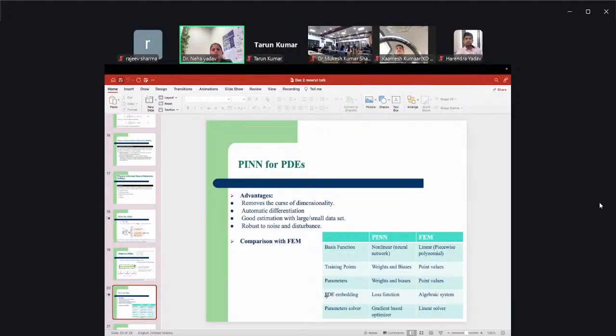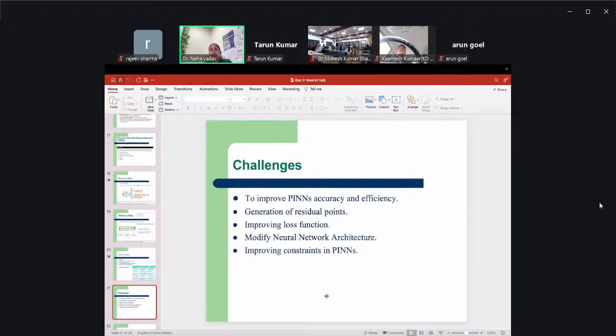And a comparison of PINNs with numerical methods, like the finite element method, can be provided. In the neural network or PINNs, the basis function is non-linear. In FEM it is linear. In FEM, the training points are the point values we get by discretizing the mesh. And here the parameters and training points are the weights and biases and the collocation points generated within the domain. Now, it's not like it's the best thing that came into the market.